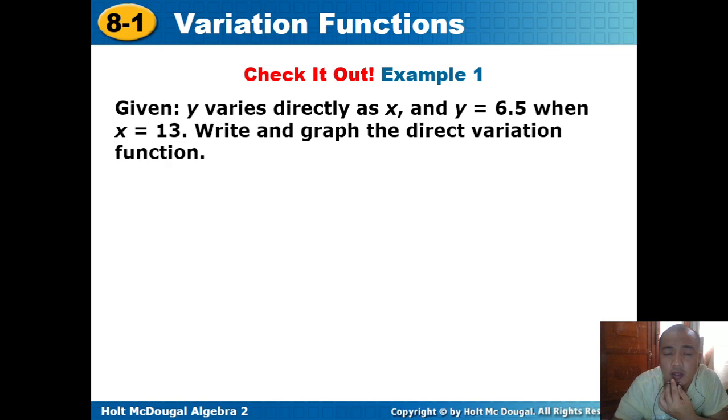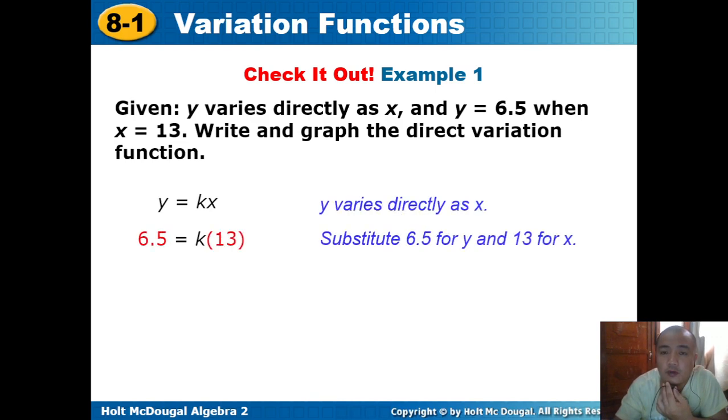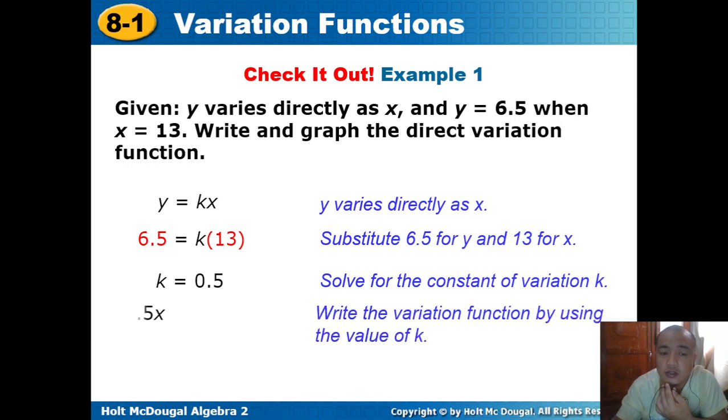Another example 1: y varies directly as x, and y equals 6.5 when x equals 13. Write and graph the direct variation function. It has the same procedure as what we did in the first example. For direct variation, the equation is y equals kx. To solve for k, just divide y by x. 6.5 divided by 13 is equivalent to 0.5. That's the constant of variation. Therefore, the equation is y equals 0.5x.